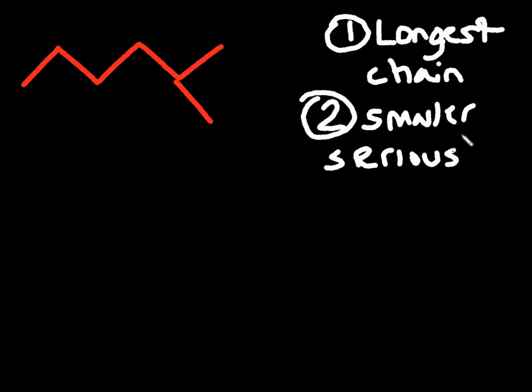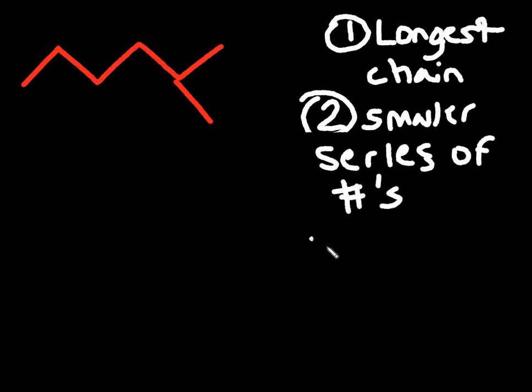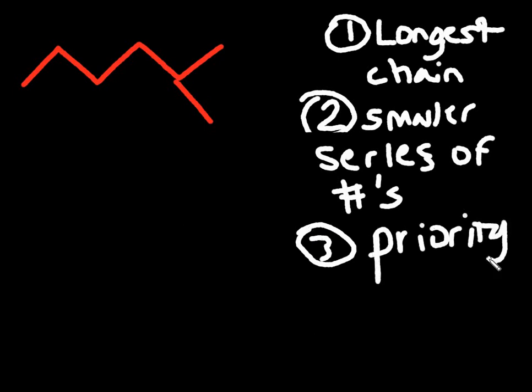Oh man, why'd I put serious? So bad. Move that out the way. Smaller series of numbers, and then 3 is priority, and priority will make a bit more sense later in the video, but right now let's just focus on longest chain, smaller series of numbers.